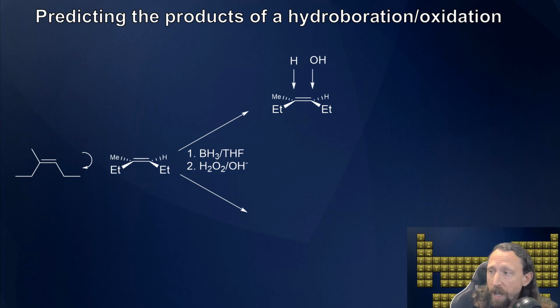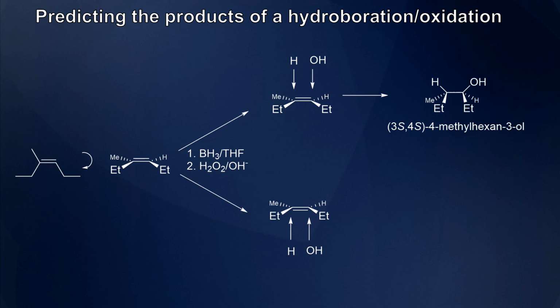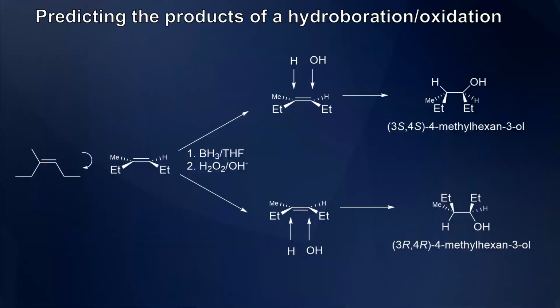One we've already looked at, in which you're going to have an anti-Markovnikov addition happening with a syn stereochemistry, leading to this product, 3S,4S-4-methyl-3-hexanol. But I also have to remember that the hydrogen and the OH could just as easily come from the other side of the double bond, still in a syn addition, leading instead to this stereoisomer, the 3R,4R-4-methyl-3-hexanol. So these two stereoisomers, this set of enantiomers, would be expected to form under this set of conditions using the Z isomer of 3-methyl-3-hexene as my starting material.